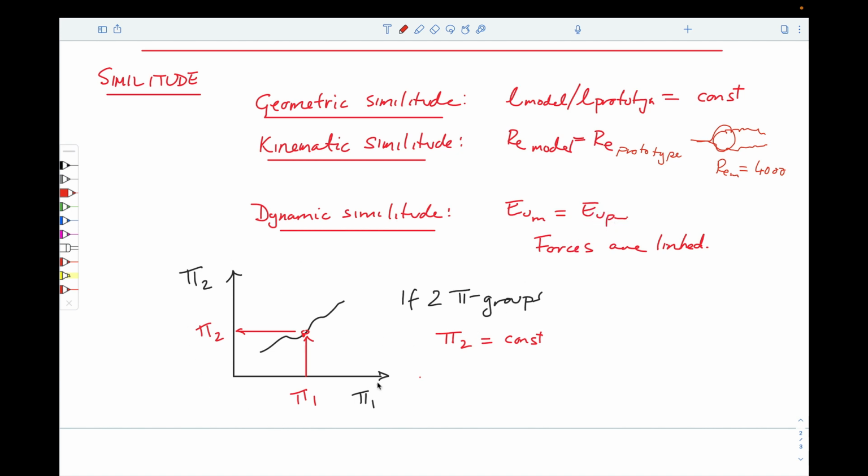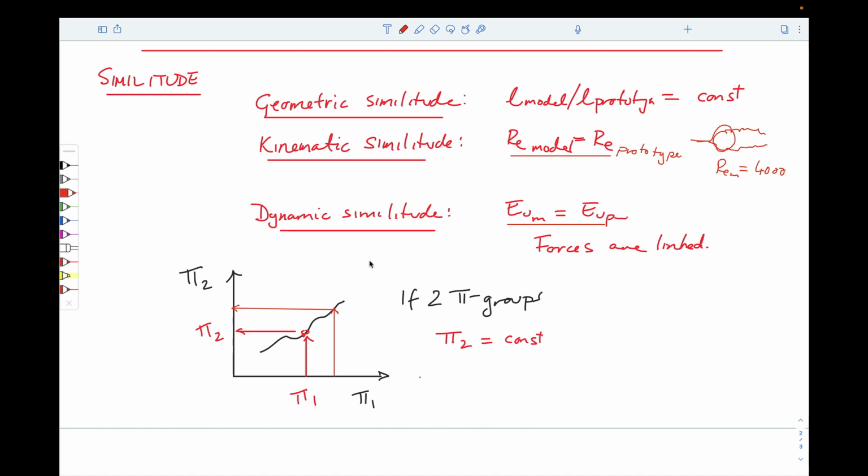And the explanation of that is just by the idea that if two pi groups define our system, then there's a unique relationship that links these, so that if you have a given value of the pi 1 variable, that represents a given value of the pi 2 variable. And typically Reynolds number might be the pi 1 and Euler number might be the pi 2.